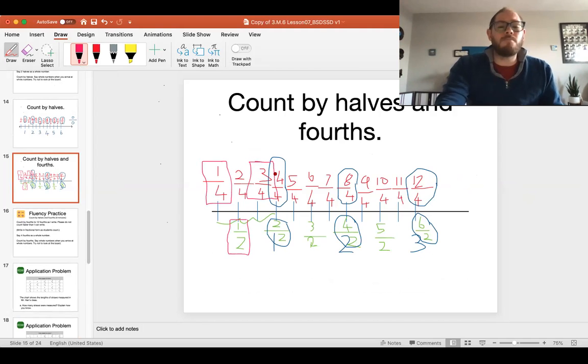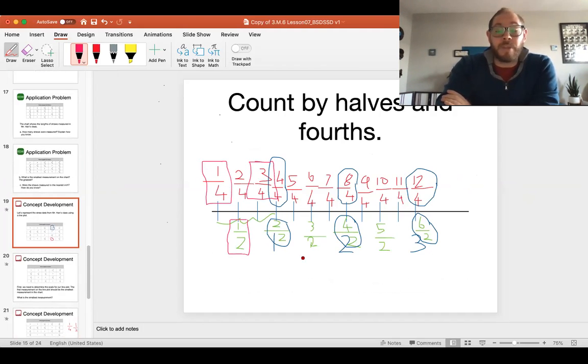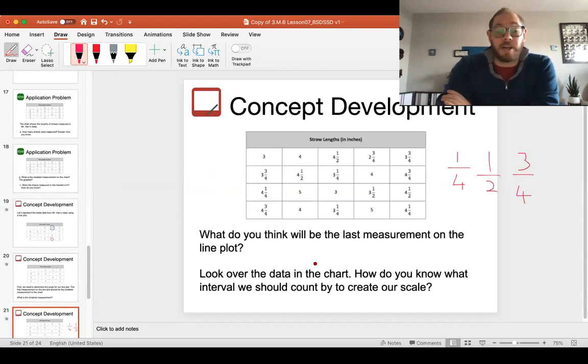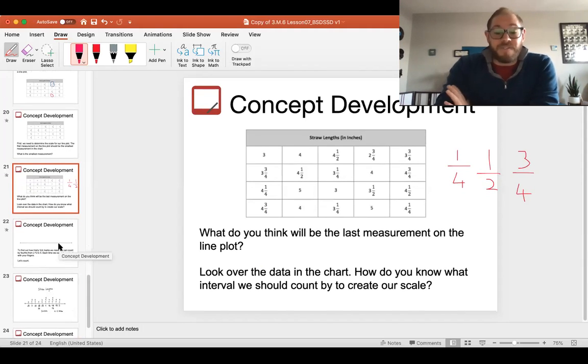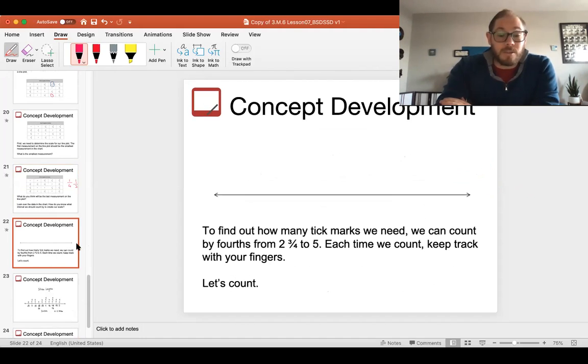So what's the smallest fraction that we had between those 3? It would be 1/4. So we should be counting by 1/4 on our number line. All right, so the first thing we need to do is think about how many line plots we need on our number line. We're gonna count by fourths from 2 3/4 all the way to 5.